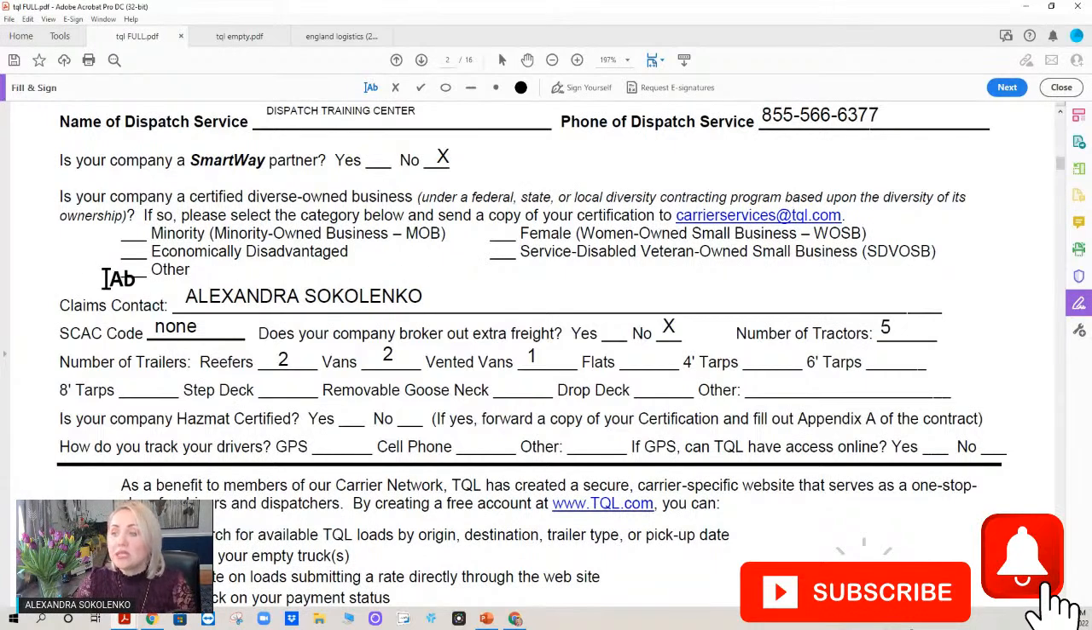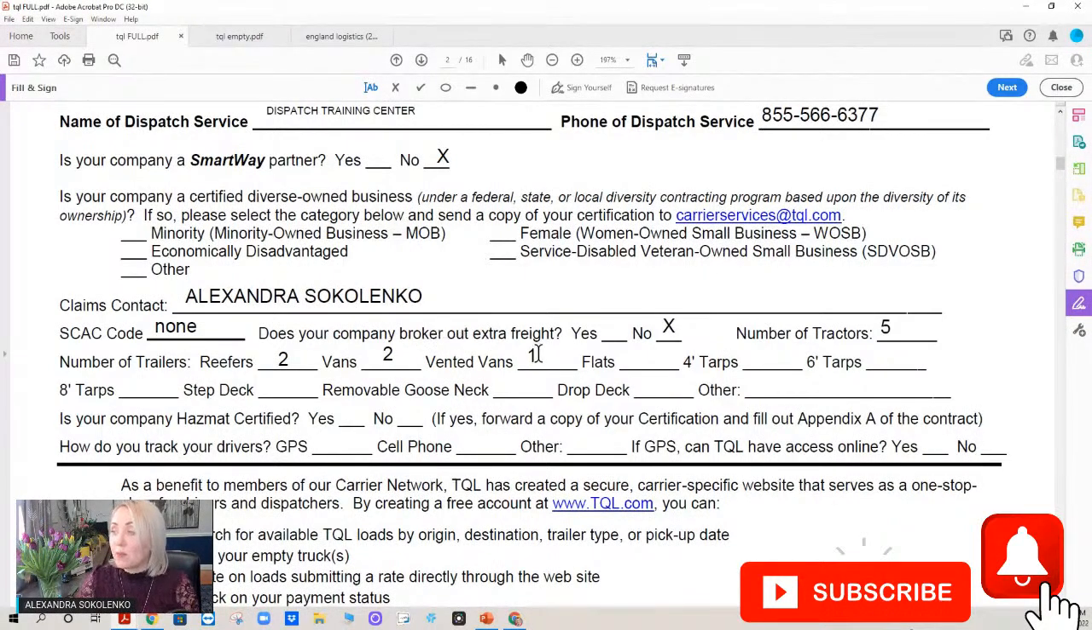Do you have anything to do with a veteran-owned business? Yes or no? Who is the claim contact? Usually it's going to be the owner of the company. So in this case, I put my name. What is your alpha code? Well, usually as a carrier, you're not going to have one. This is an alpha code for people who produce something or sell something.